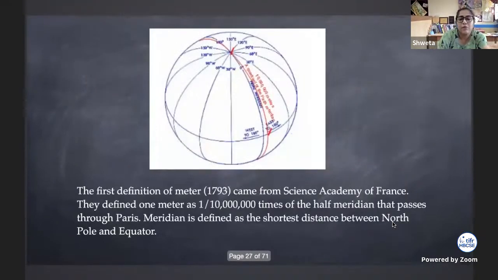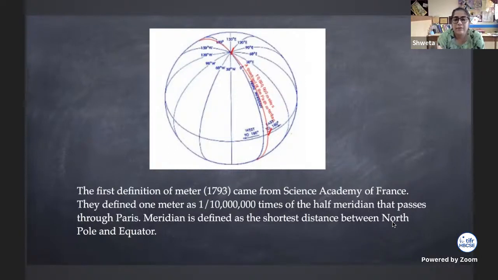So let's understand where the meter standardization is as of today. The first definition of meter came in 1793. It was by the Science Academy of France. So when the French Revolution happened, there was a revolution which took over all the royal families, and there were also scientists who came forward and made a push for the use of standardized units. So the science academies were formed in France, and they came up with the first definition of meter.